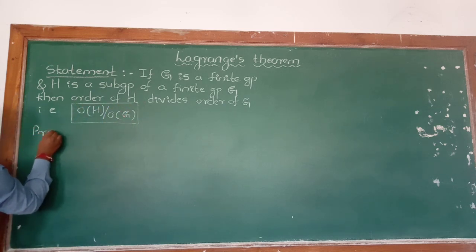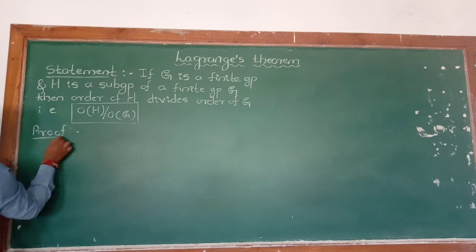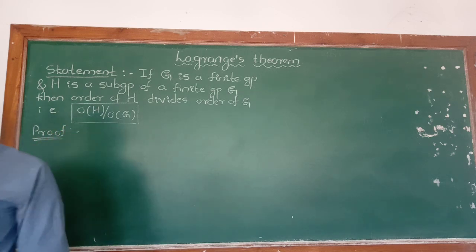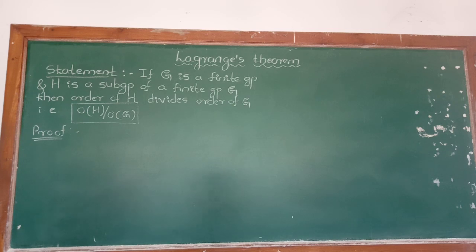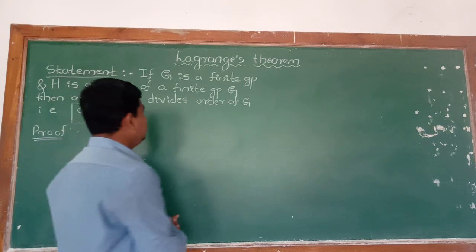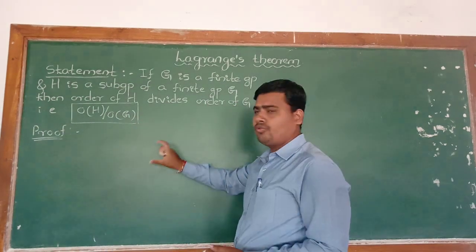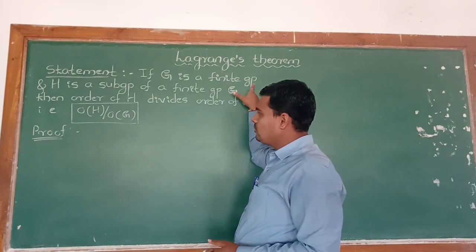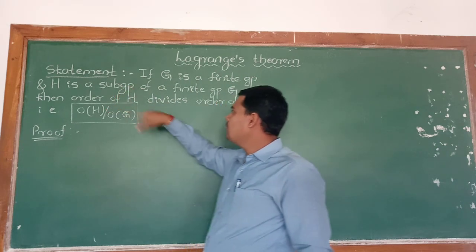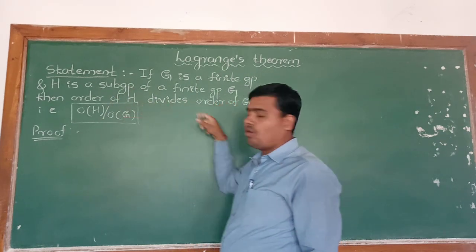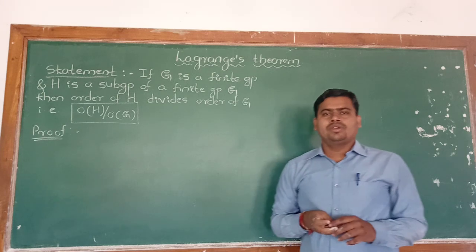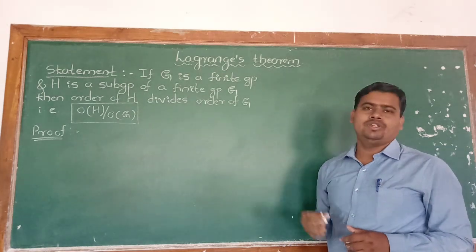Let's see the proof of the theorem. Before going to prove this theorem, first we need to understand this statement. In the statement we have some important definitions. Before going to prove, we need to know what is a finite group, what is a subgroup, and what is order of H and order of G. Already you know all the definitions.